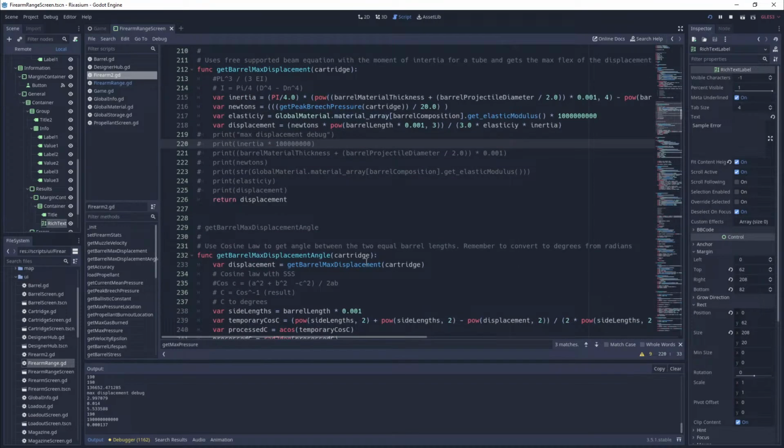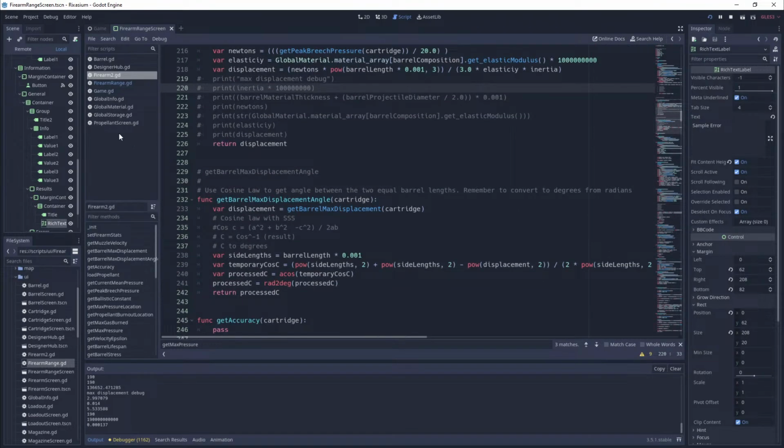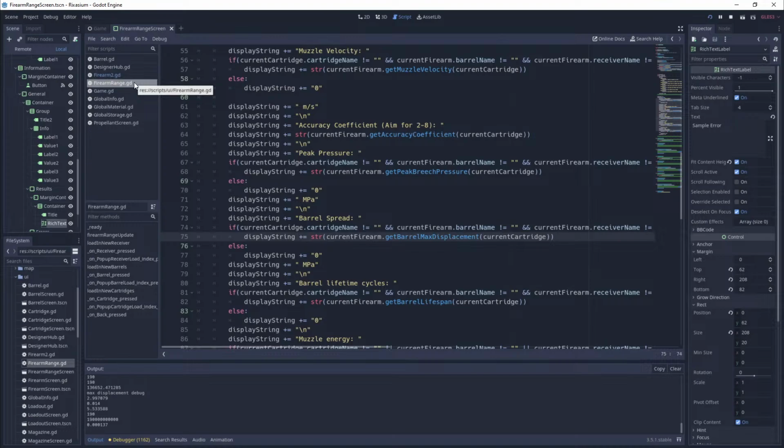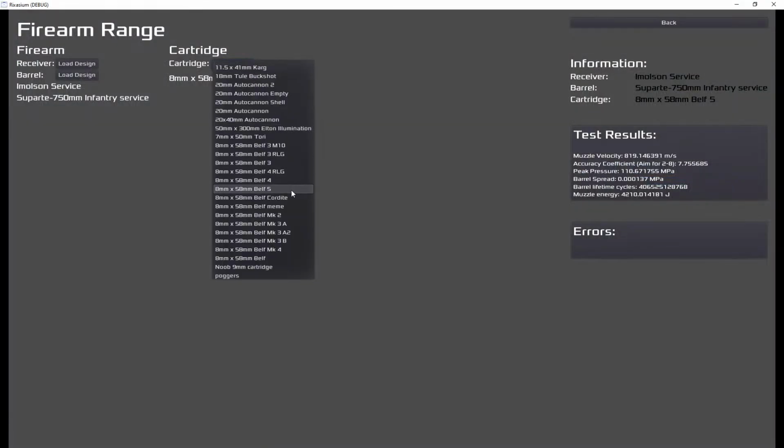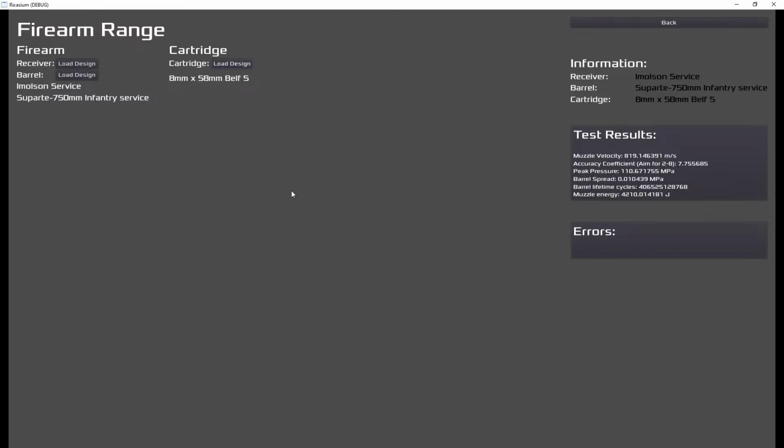Okay, so that is good. We can try the... we resolve that issue. Get barrel max displacement angle. So is that 0.01 degrees? I think so.